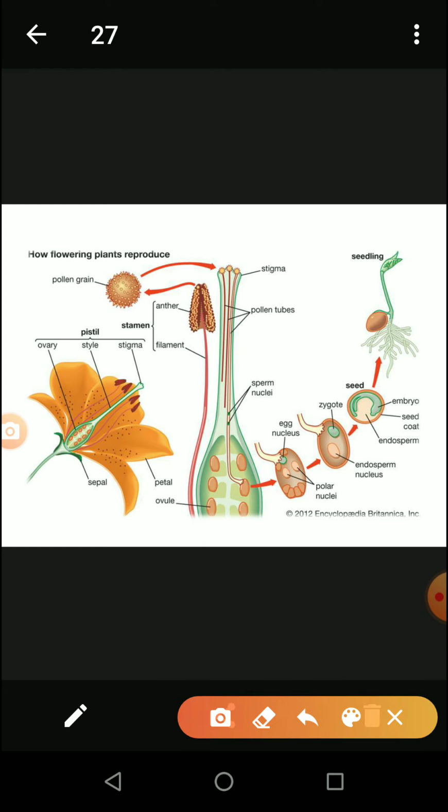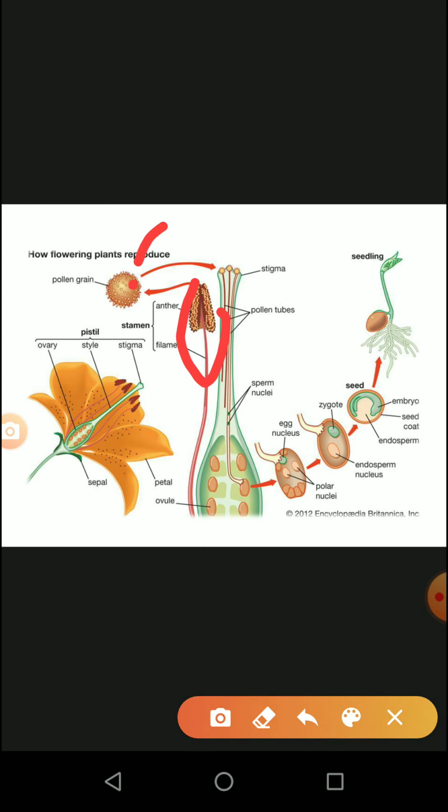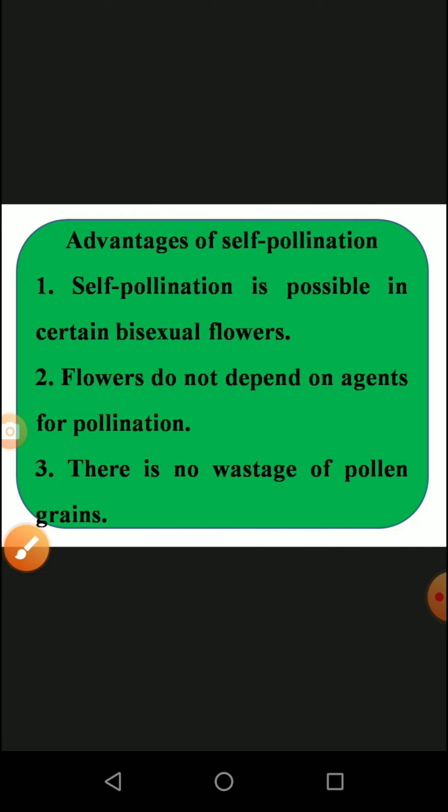So this is the stamen, and from that stamen itself, this is the pollen grain. The pollen grains are transferred to the stigma of the flower in the same plant or same species, and this is called self pollination. And the self pollination has some advantages.